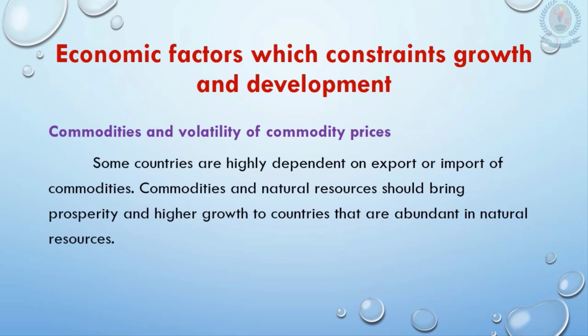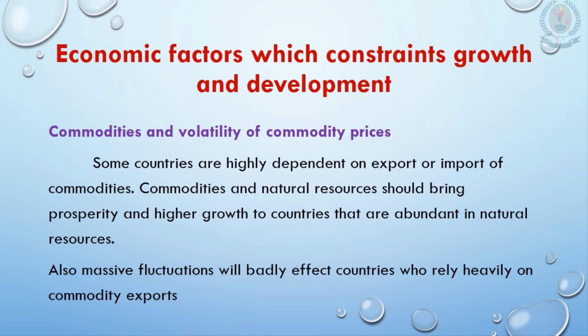Some countries are highly dependent on imports or exports of commodities. Commodities and natural resources should bring prosperity and higher growth to countries that are abundant in natural resources. For example, Saudi Arabia. They are very rich with oil deposits, so it brings them prosperity and higher growth due to the high quantity of oil deposits in that country.